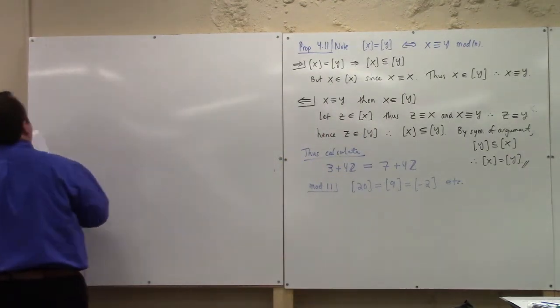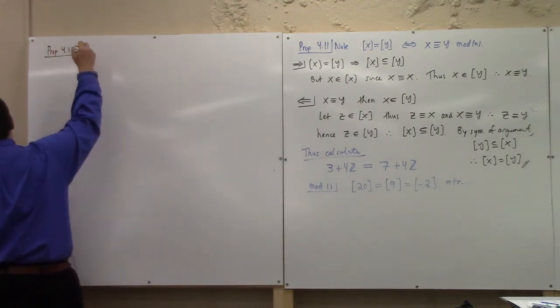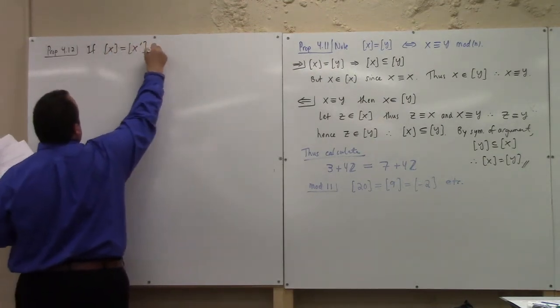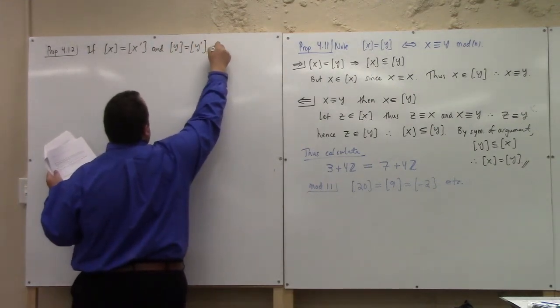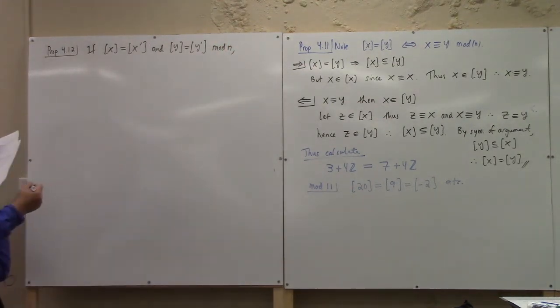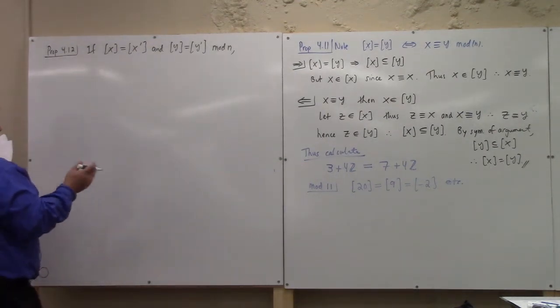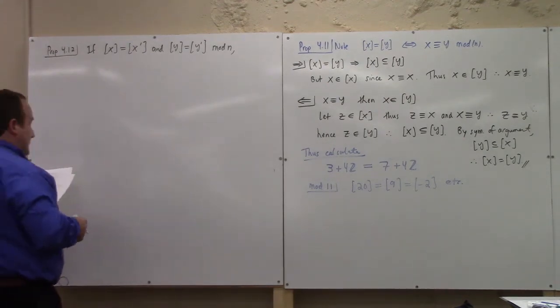Proposition 4.12. Here we go. If [x] = [x'] and [y] = [y'] mod n, right? Now, those aren't mod n, but I'm saying that these are equivalence classes with respect to the congruence mod n, and they're equal. They have different x and x', y and y'. These are congruent mod n, so they give the same equivalence classes.